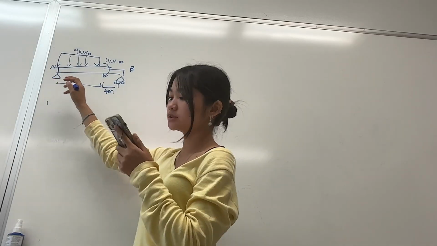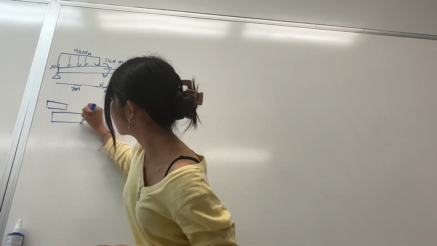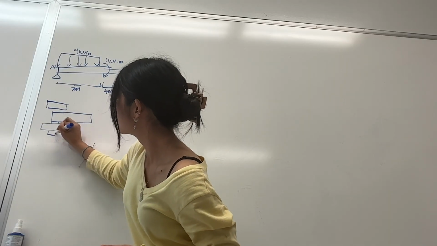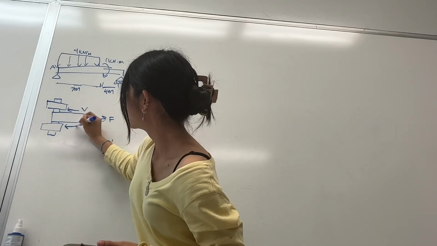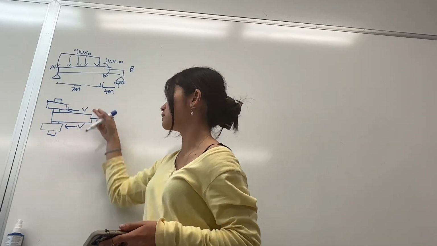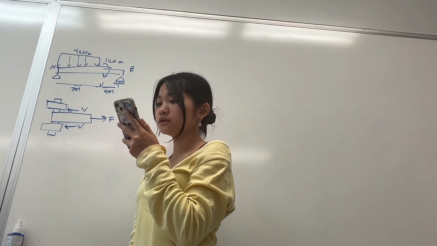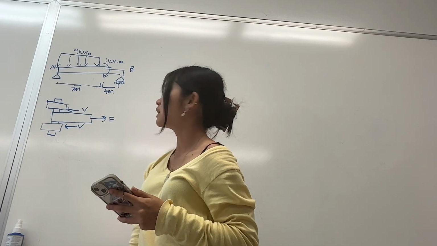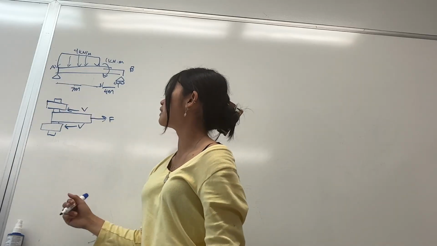And then if we zoom in on our pin, it would look something like this. We have a force here, and then we have two V forces here because of it being a double shear. So these are two shear forces. So we can add our forces as our free body diagram.